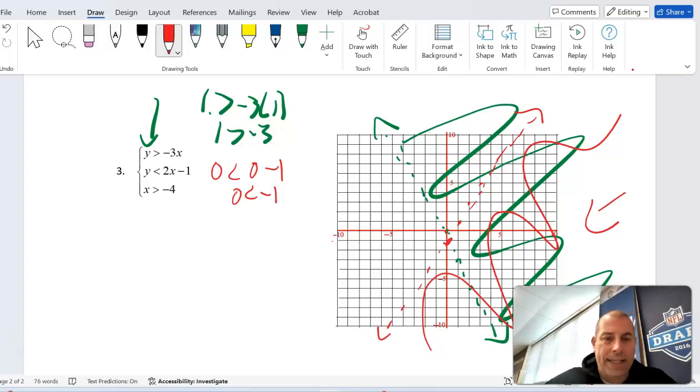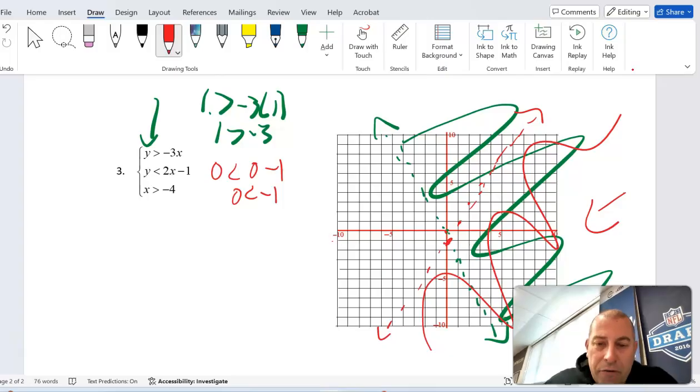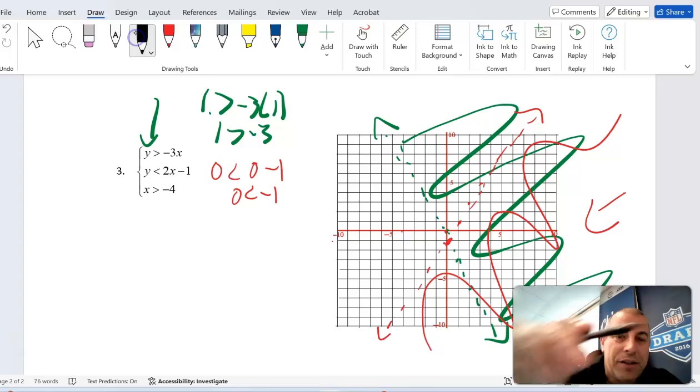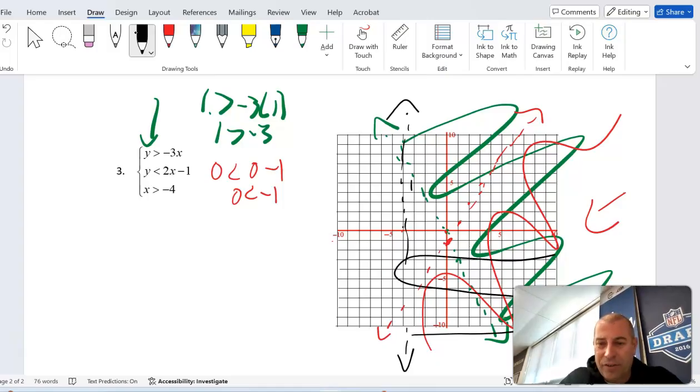I've got one more: x is greater than negative 4. It's just x, so that means it's a vertical line going through negative 4, and it's dotted. Let's change colors one more time. I want where numbers are greater than, so that's everything over here.